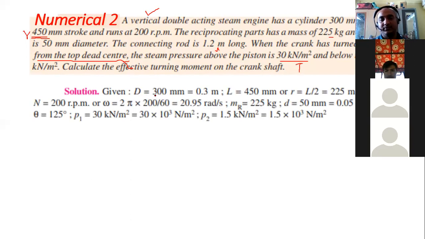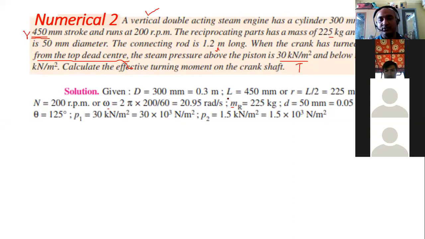So given D equal to this, already we have seen L is 450, R equal to L by 2, that is 225. So the L by R ratio, L by R means what? This L is 450 divided by this R, 225. I think you will get 2. N is given, so we can find out this omega. Then mass of reciprocating parts is given, diameter is given. Then the length of connecting rod is given here, 1.2. So 1.2 divided by 0.225.